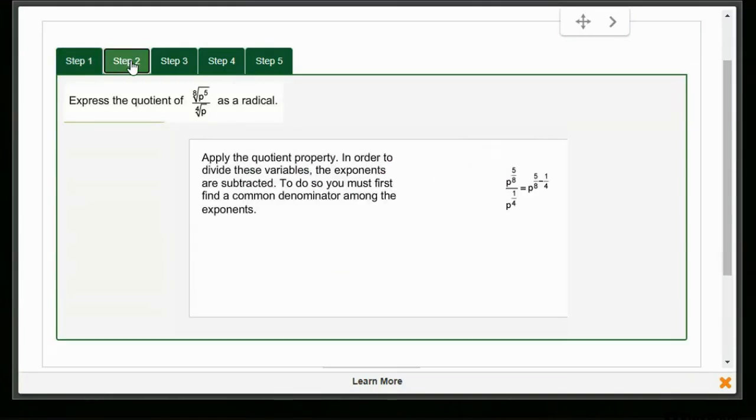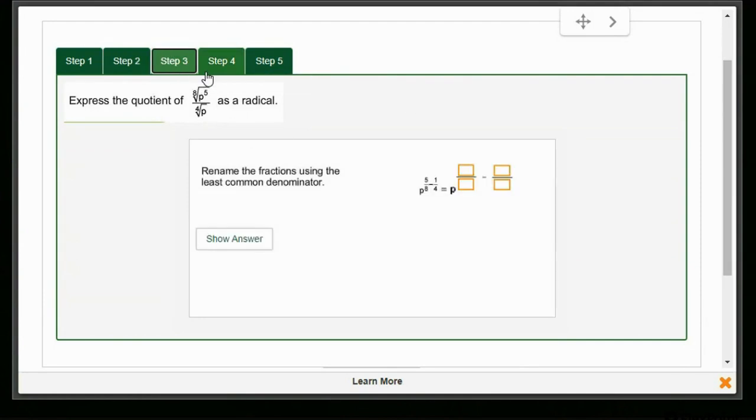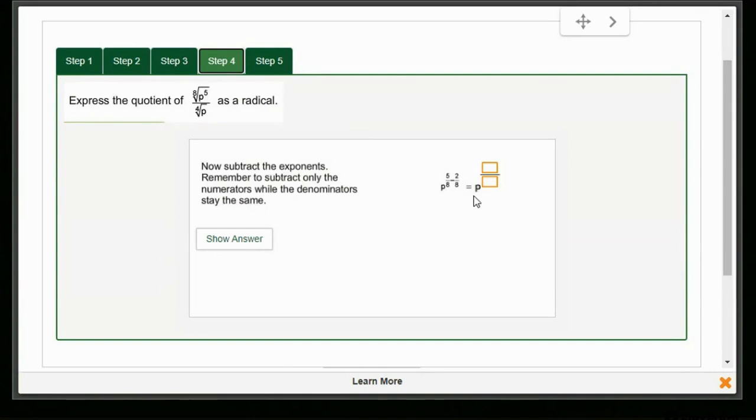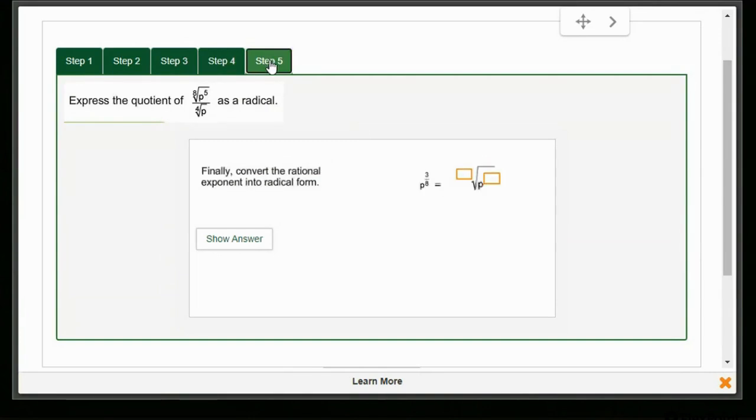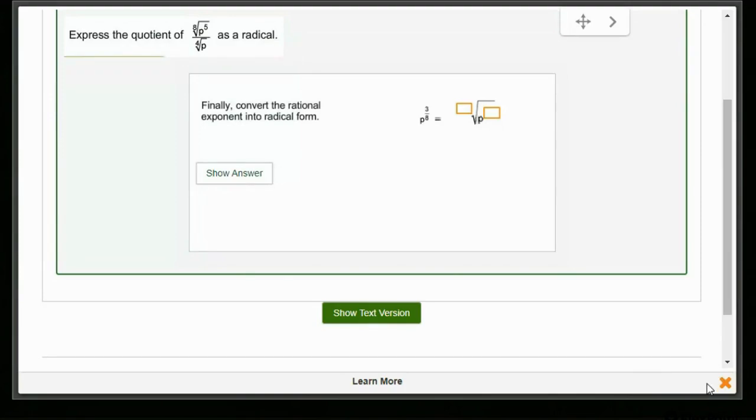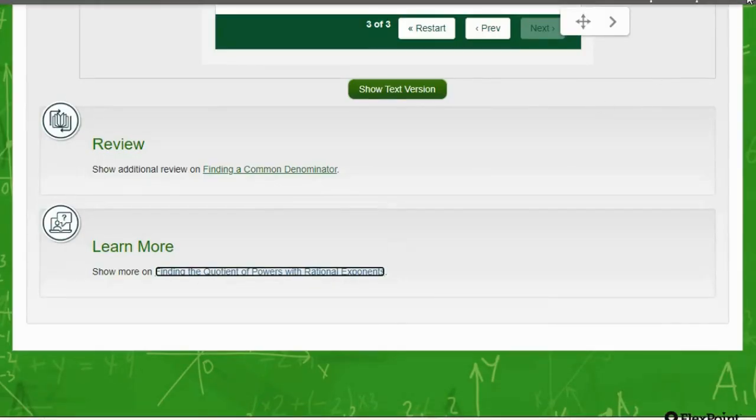Step 2. Now you can subtract. You've got p to the 5/8 minus 1/4. You need to get those to the same denominator if you're subtracting fractions. So p to the 5/8 minus 2/8, because 1/4 becomes 2/8. And then you can subtract 5 minus 2, so you get 3/8. And finally, the 3/8 converts to the 8th root of p to the 3rd. So another example for you right there.